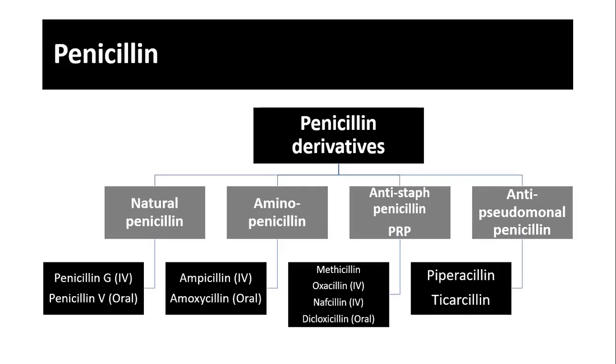Starting from penicillin, penicillin is basically further divided into natural penicillins, which include penicillin G, available in IV form, and penicillin V, which is available in oral form. We've got aminopenicillins: ampicillin, available in IV form, while amoxicillin in oral form. Then we have anti-staph penicillin, which is also known as penicillinase resistant penicillin, and it includes methicillin, oxacillin, nafcillin, and dicloxacillin. Only dicloxacillin is available in oral form. Then we have anti-pseudomonal penicillin, which has activity against Pseudomonas, and it's piperacillin and ticarcillin.